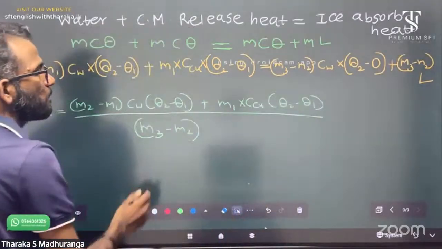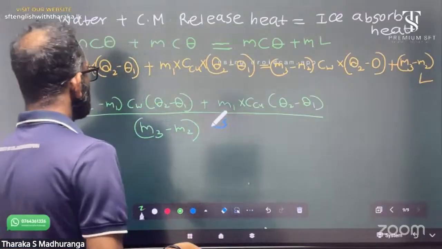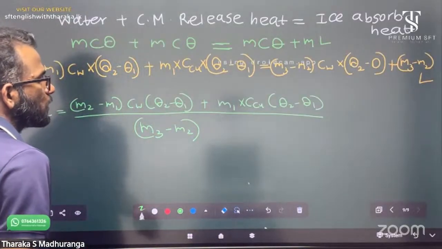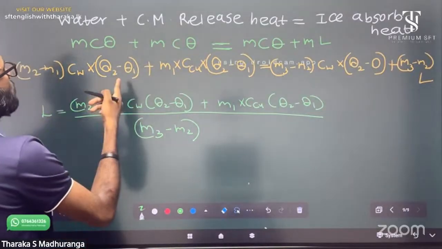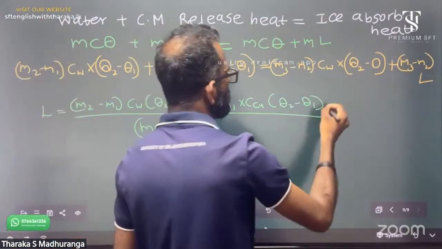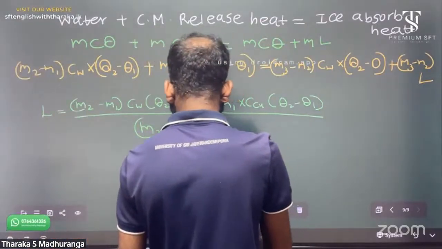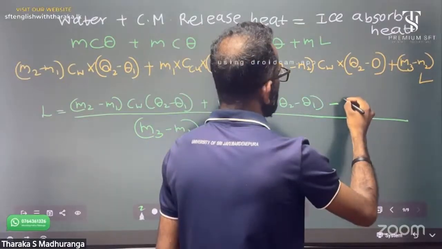Don't think it is very complex. It's very simple. Just substitute into the mixture method equation, right? Only the array data is different. M3, okay. The water absorbs heat, the calorimeter absorbs heat. We have to take this part here. Subtract M3 minus M2.